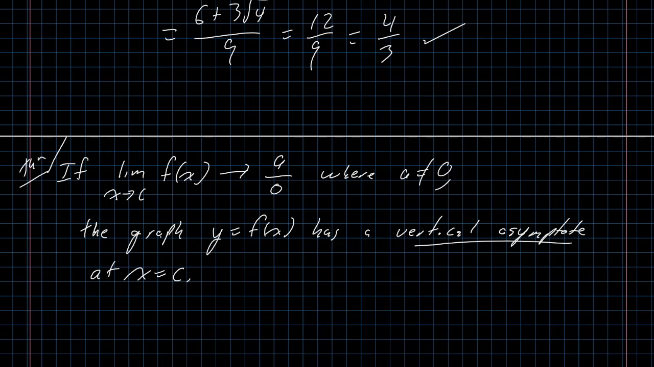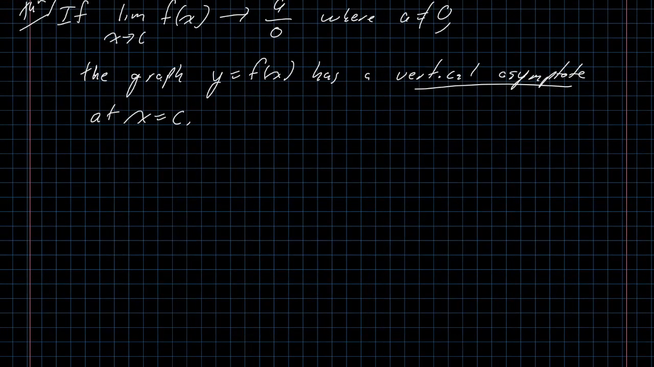Right. I'm going to label this as a theorem, but I'm not going to prove it. Now that we have seen how to avoid the problem, sometimes the problem cannot be avoided. If the limit as x approaches c of f of x turns into an a over 0 when you try to evaluate, where a is not itself 0, then the graph y equals f of x has a vertical asymptote at x equals c. And that is just a thing that can and will happen.